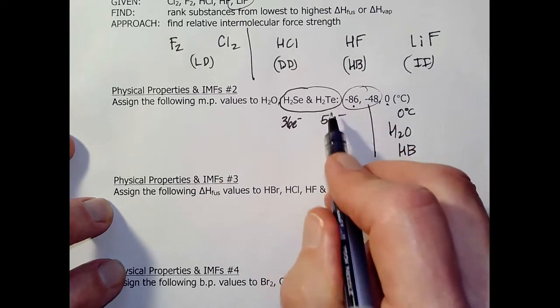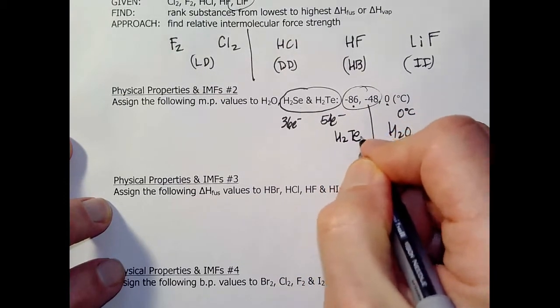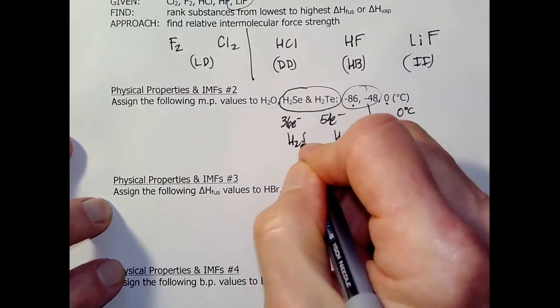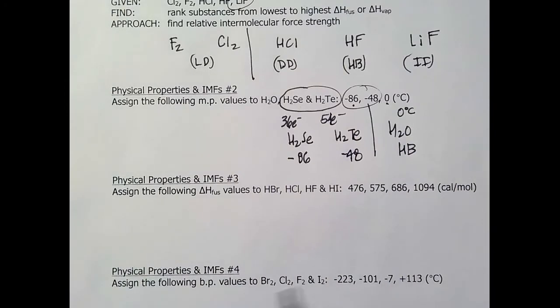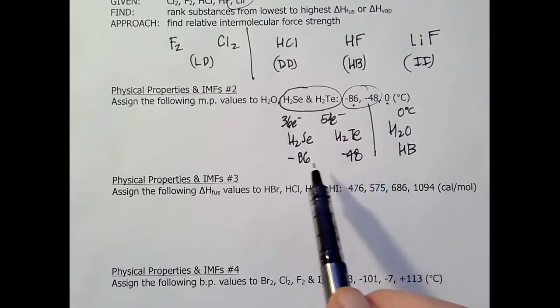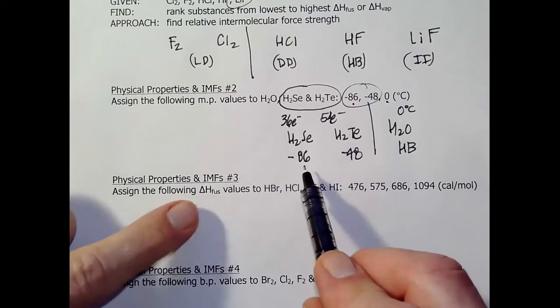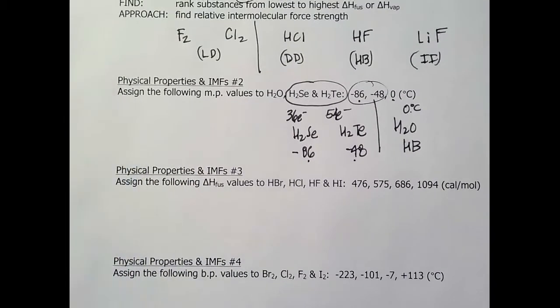This one is going to have higher, so H2Te minus 48, H2Se minus 86 degree boiling point. Now it gets a little weird because you're thinking, well, wait a minute, is this higher or lower? So you might stop the video and think, oh yeah, mathematically, lowest, next, highest. It just looks a little weird with the negative values.